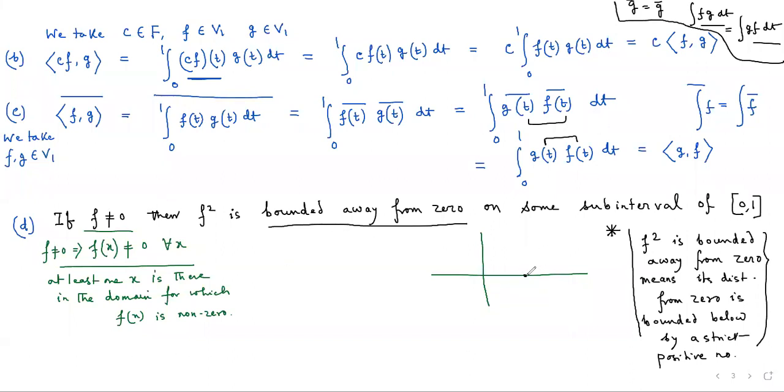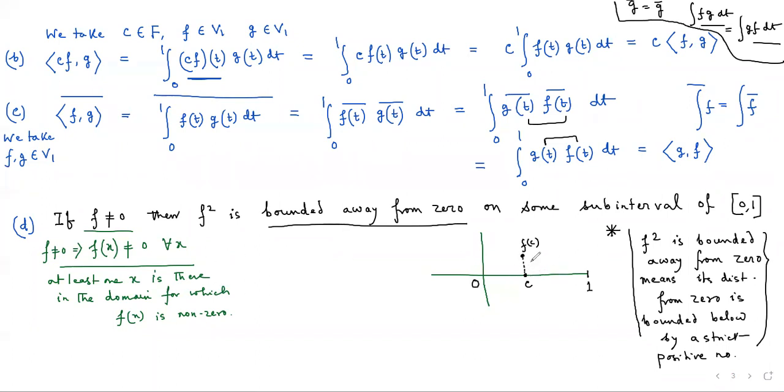Now suppose here is a point. What is my domain here? My domain is 0, 1, because the vector space that I have considered here is from the closed interval 0 to 1. Suppose this is the point C at which the function does not have zero value. It has some non-zero value. So I'm drawing it. This is f(C).